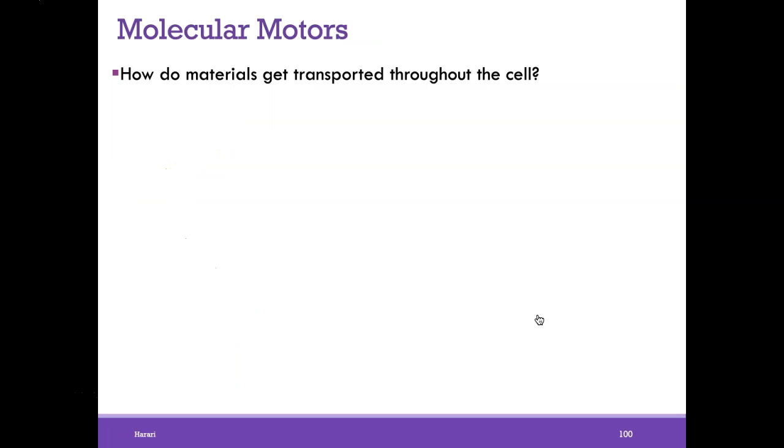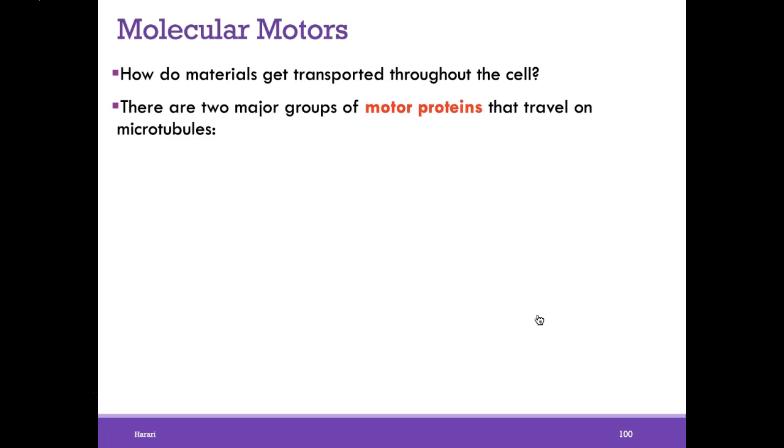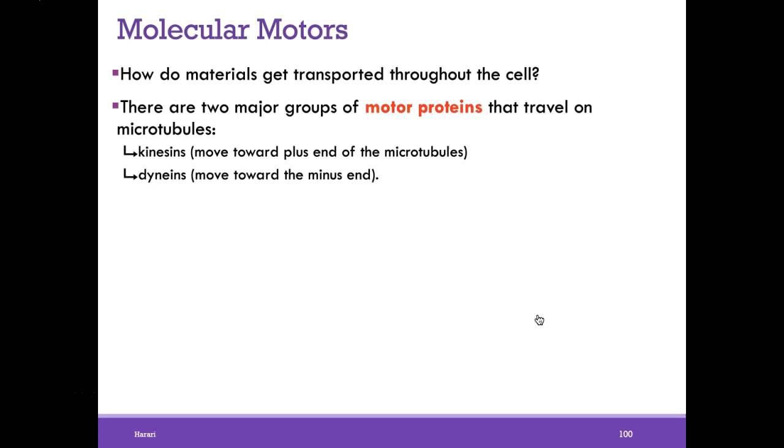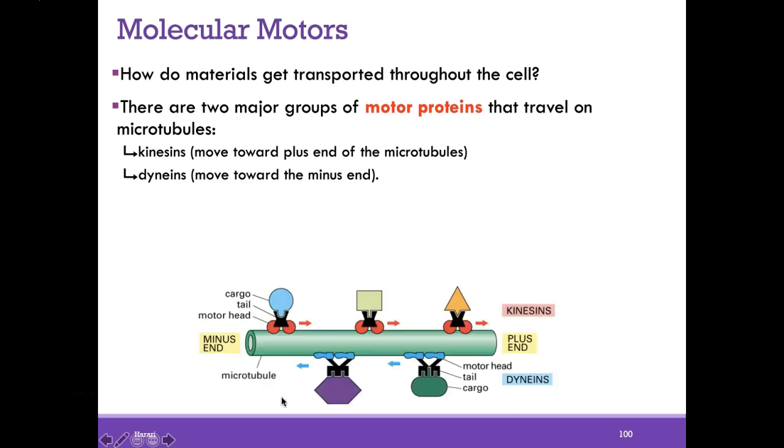So we need to transport materials on these train tracks. But how? How do materials get transported throughout the cell? There are two major groups of motor proteins that can travel on microtubules. So motor proteins are proteins that actually move. Kinesins move toward the plus end of microtubules, and dyneins move toward the minus end of microtubules. So two different kinds of motor proteins.